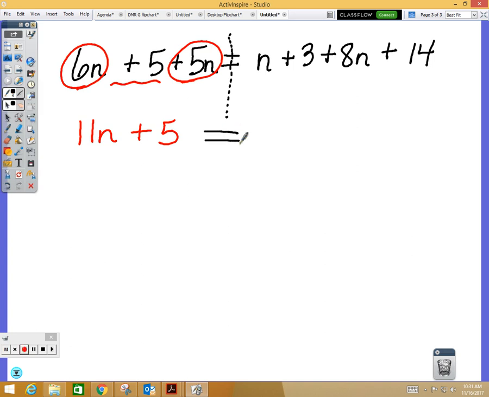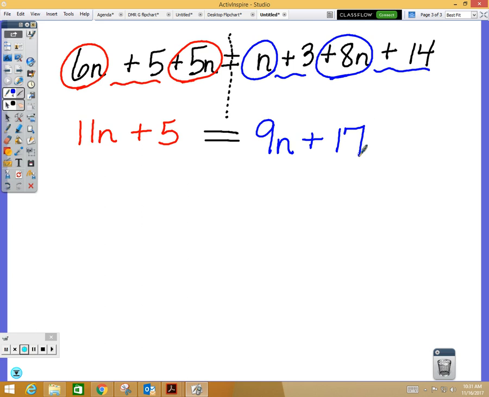Put my equal sign down. And now I'm going to look on the other side of my equation. I have an n, and an 8n. That gives me 9n. And then I have a 3 and a 14. That gives me 17. So notice I can only combine things on the left with other things on the left. I can only combine things on the right with other things on the right. So that invisible barrier, I can't combine things that are on two different sides of the equal sign.